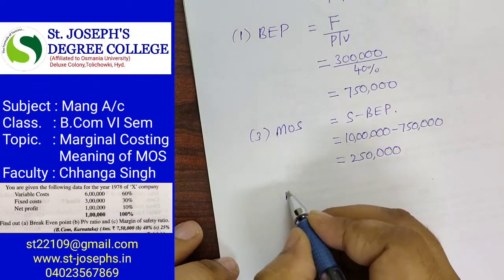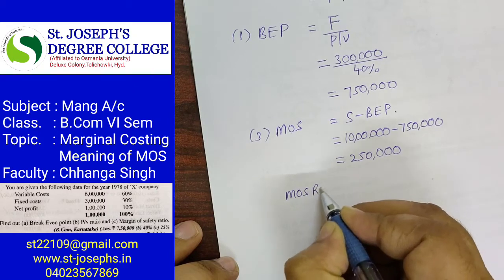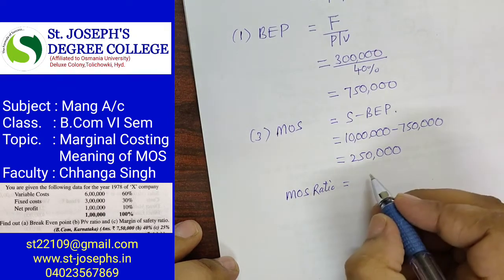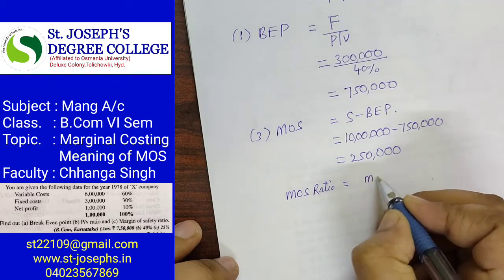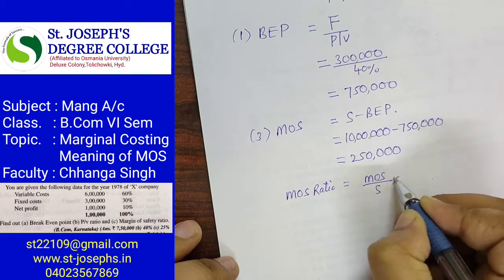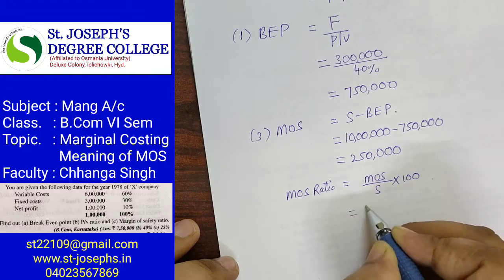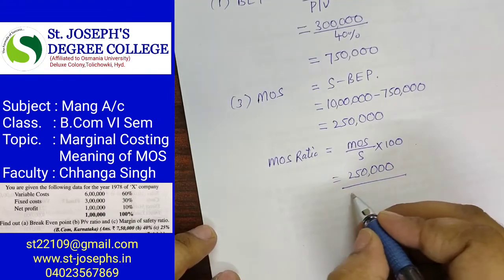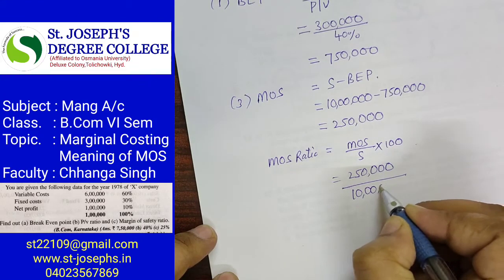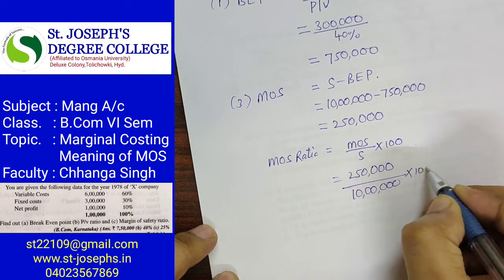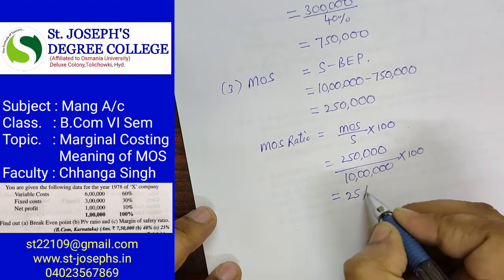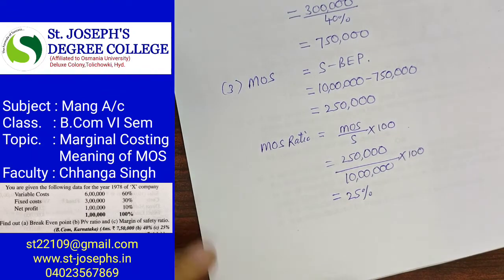Margin of safety ratio can be calculated by following the formula: margin of safety by sales into 100. So 2,50,000 divided by 10 lakh into 100. 25% is our margin of safety ratio.